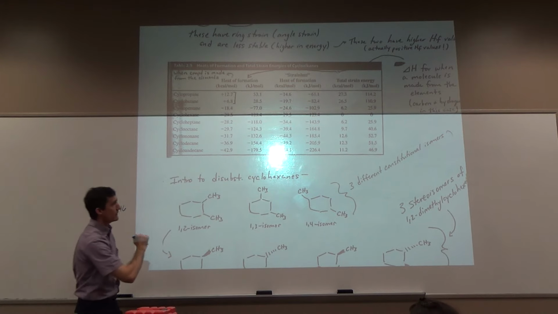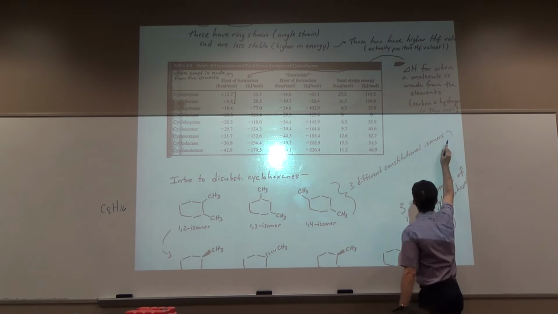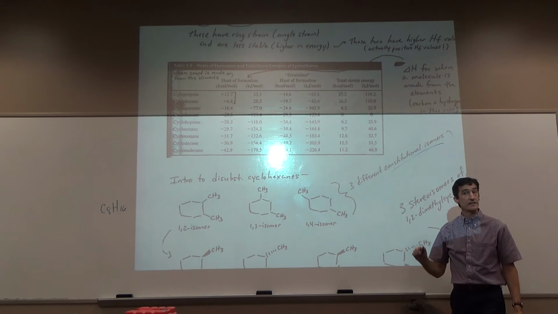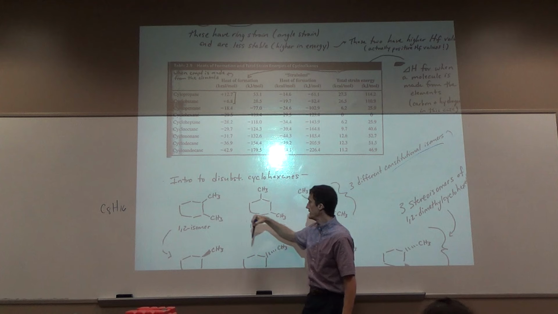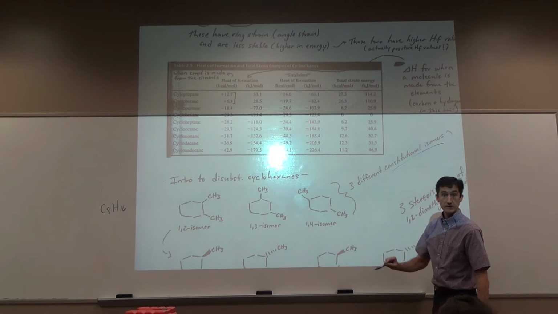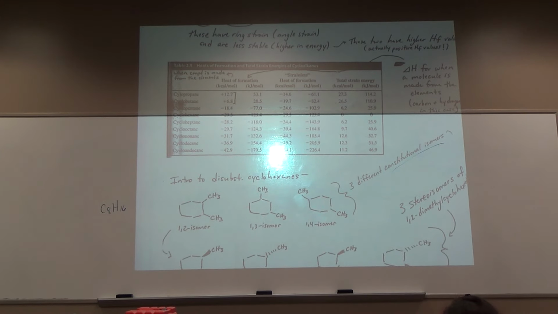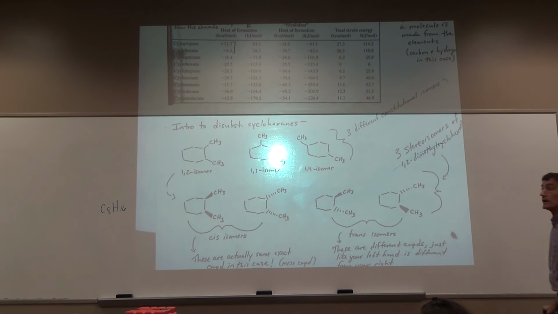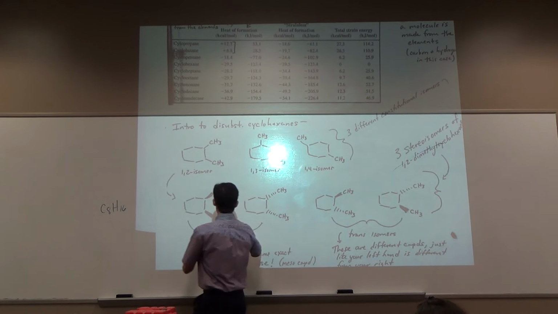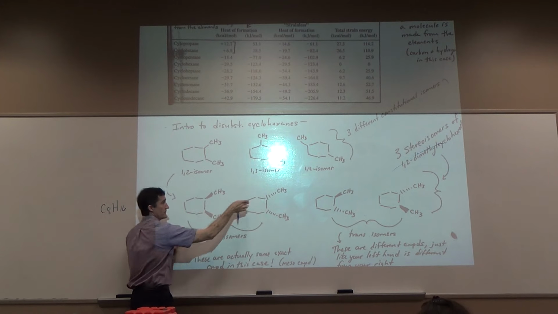Okay, these are all constitutional isomers, right? Same formula, different connectivity. Here the methyls are connected at the 1,2 position. Here they're connected at the 1,3 position. Those are constitutional isomers. What are these two guys? Well, that's 1,2, that's 1,2.